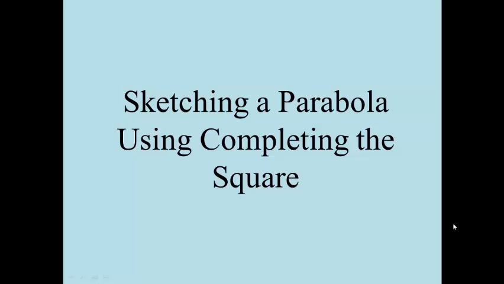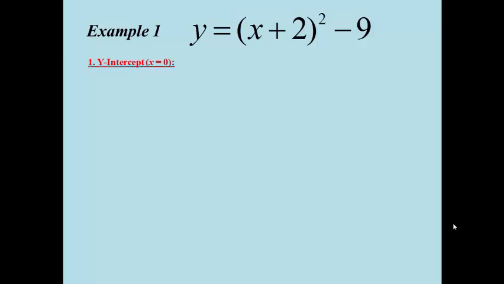Okay, here are our examples on sketching a parabola using the technique of completing the square to help us find x-intercepts. We've got three examples today. Example 1, we're asked to find the graph of y equals (x plus 2) all squared minus 9. You might note that this is already in the turning point form for us. How do we sketch a graph like this?